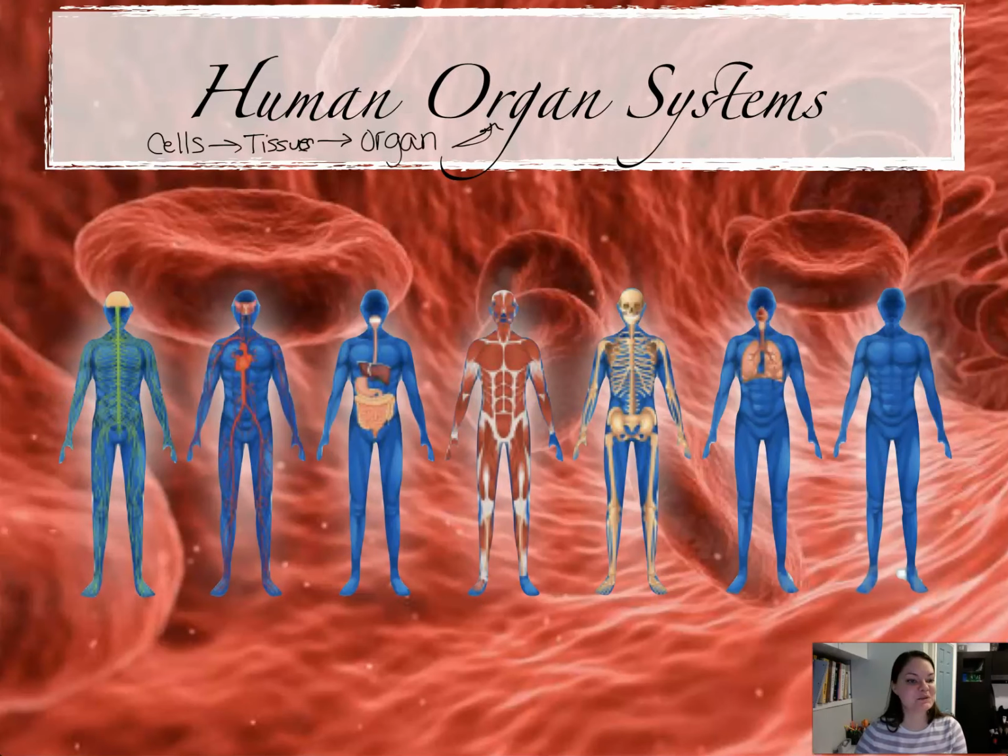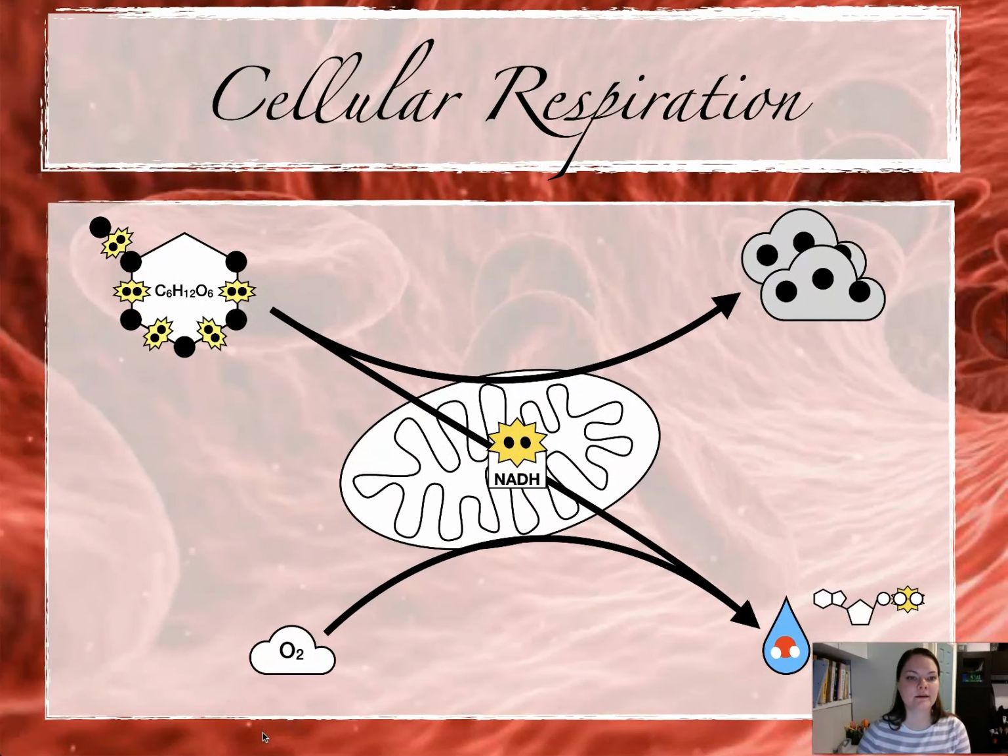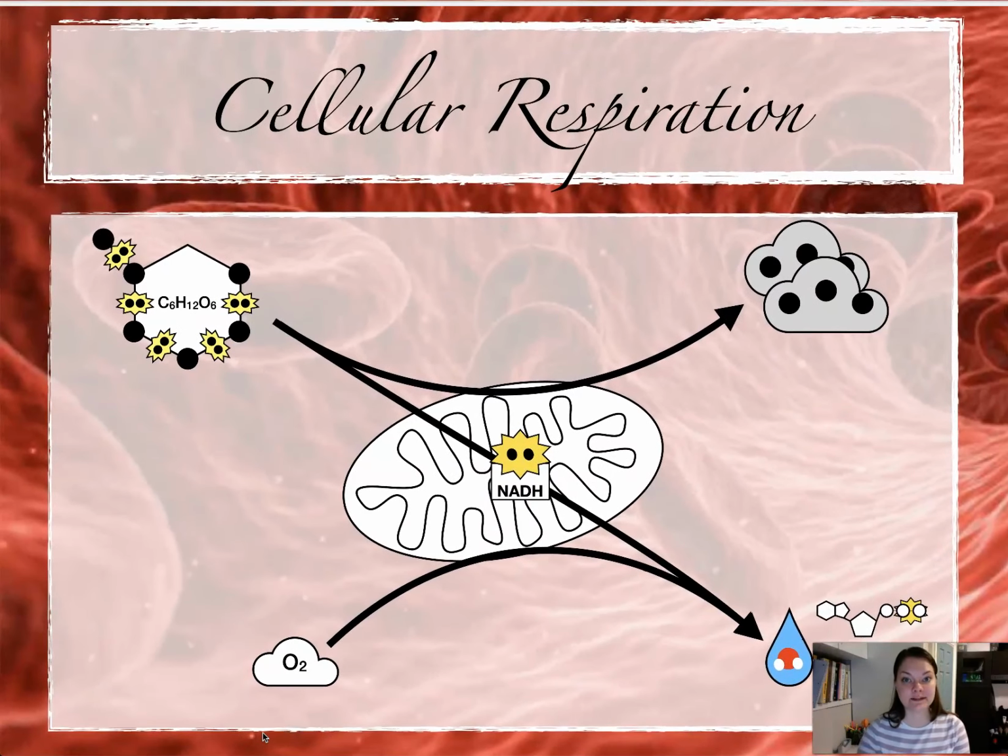Okay, so to recap, cells are going to come together to form the tissues, tissues come together to form the organs, and then finally all of the different organs that work collectively make up your organ system.